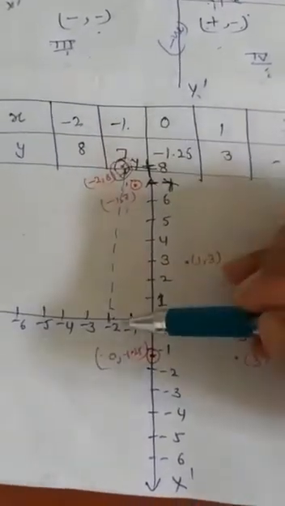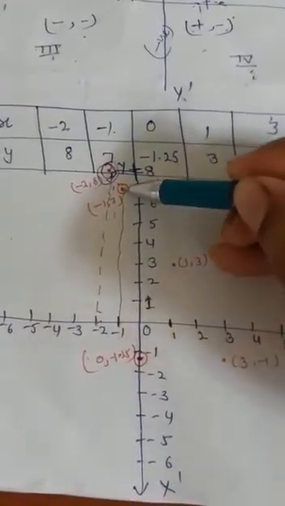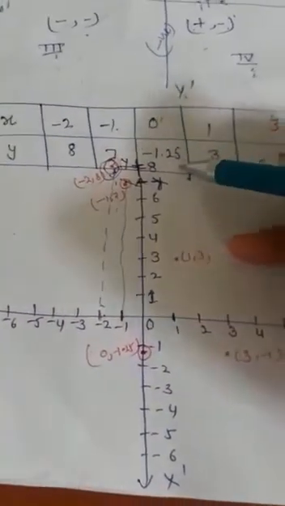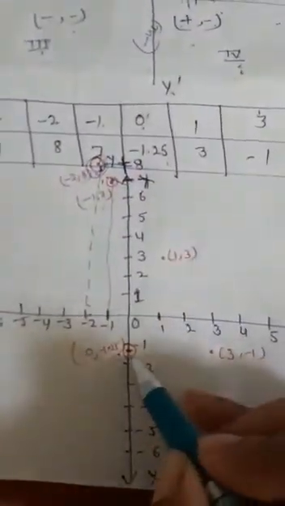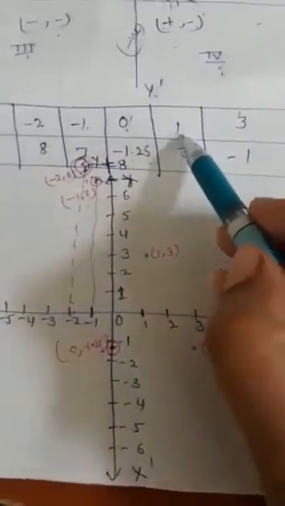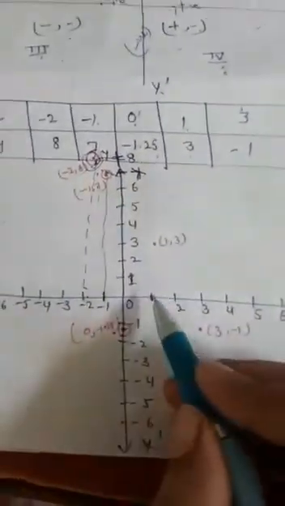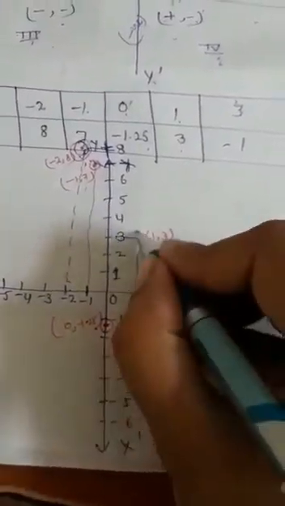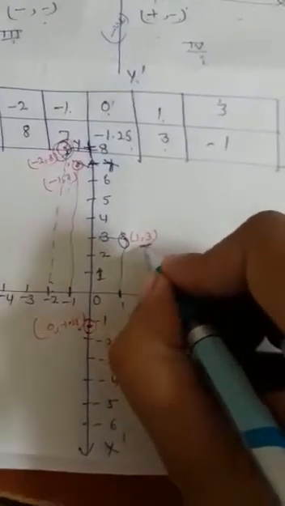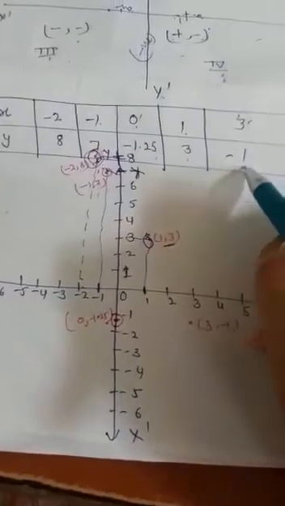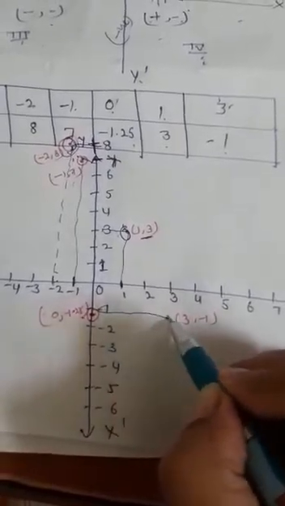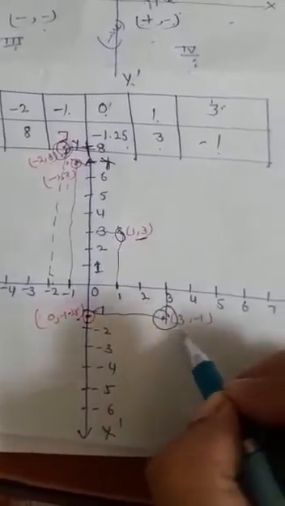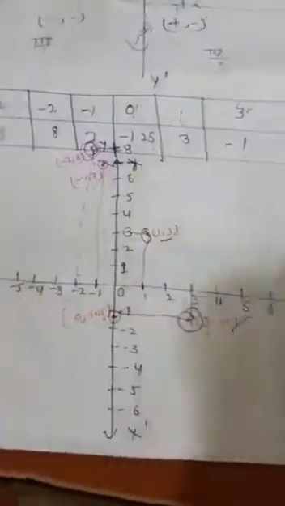Then -1 and 7, on the x-axis -1 and on the y-axis 7. Okay, 0 and -1.2, x is 0, it means this point will lie on the y-axis. So negatives are on the downside, so the point is here. Next, x is 1 and y is 3. Here the point x is 1 and here the point y is 3. Okay, join these two. The meeting point is this one, that is 1 and 3. Next is x is 3 and y is -1. x is 3 here, y is -1 downside the axis. So the meeting point of these two is x is 3 and y is -1. This is how to plot the points.